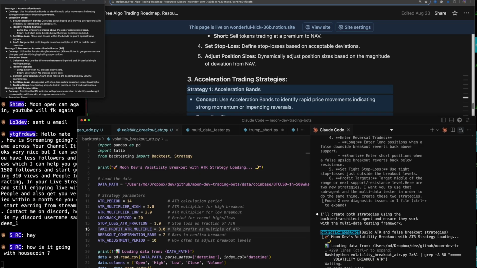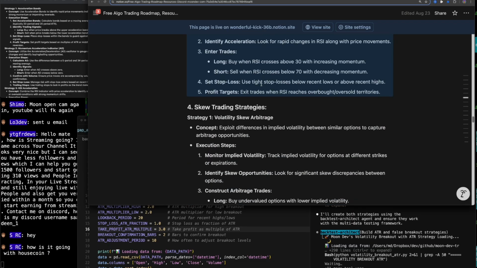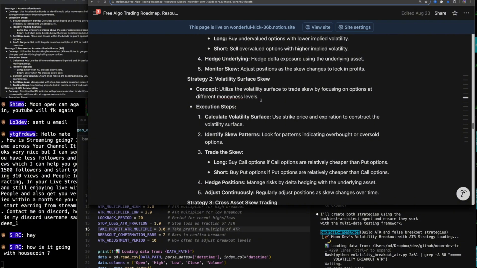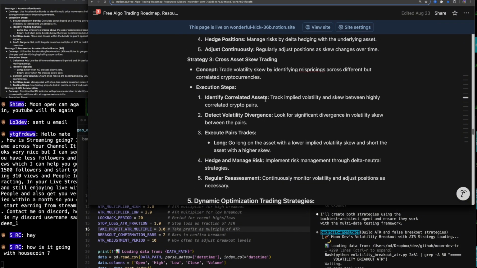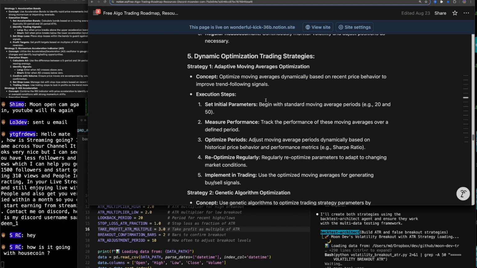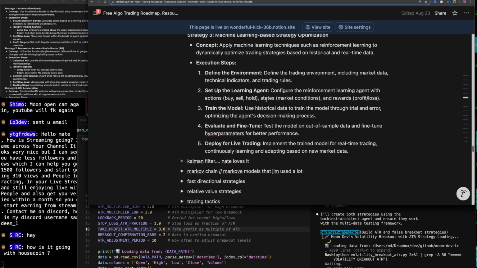Is she still working on the ATR one? Let's see what else we want to backtest here. I'm just following my RBI system every day, all day. Volatility surface skew. Utilize the volatility surface to trade skew by focusing on options. No. Cross asset skew. Dynamic optimization trading strategies.